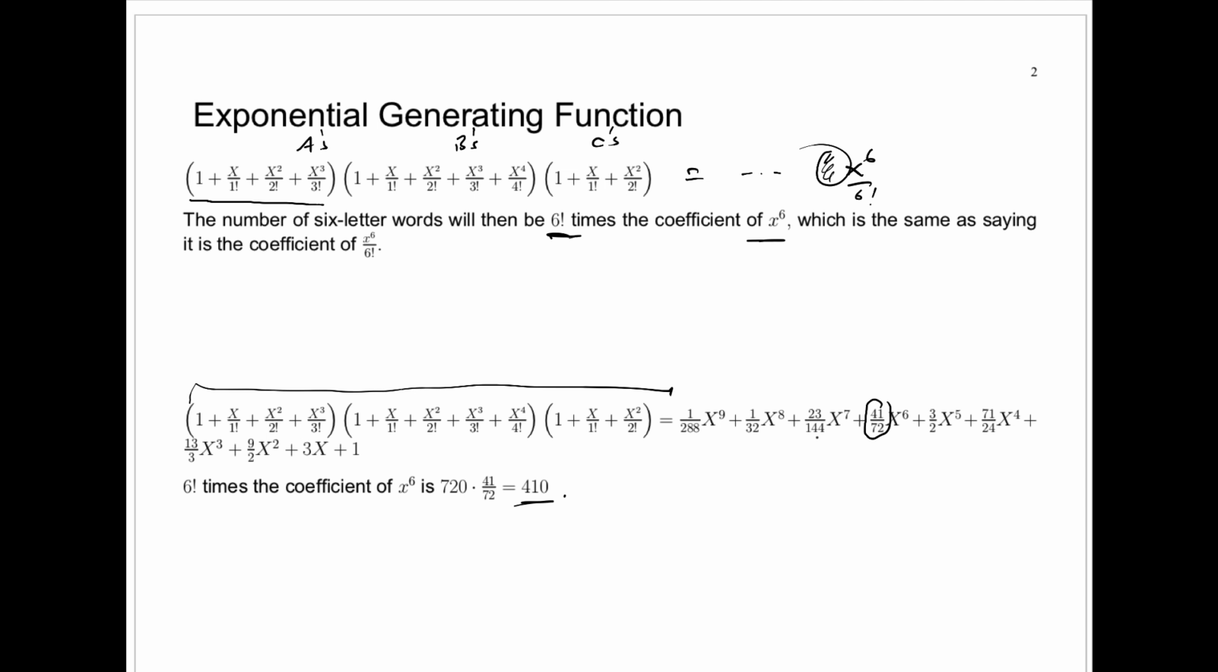Notice that these coefficients are not integers, they're strange rational numbers, but we know ahead of time that once we multiply the correct coefficient, in this case the coefficient on x to the 6th, by 6 factorial, what we get will definitely be an integer because it will count something. So we shouldn't be surprised that 6 factorial times this rational number, 41 over 72, is an integer. It's 410, and that answers the question.